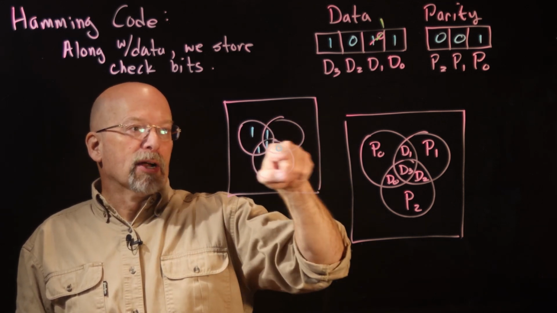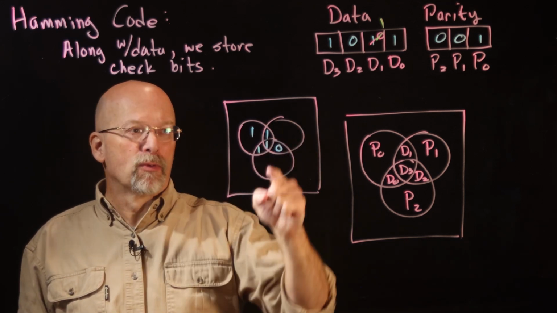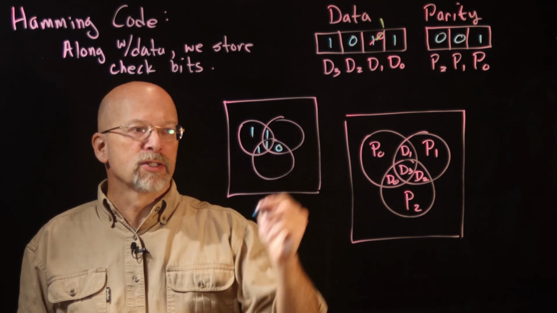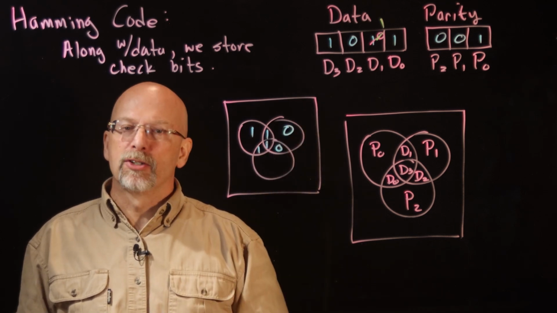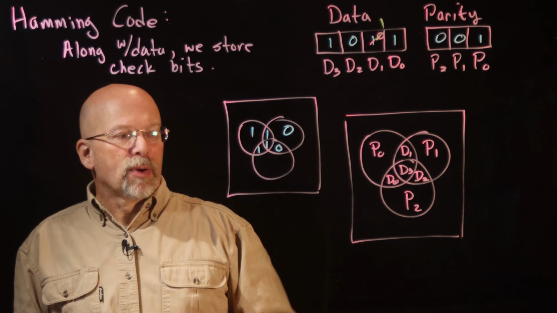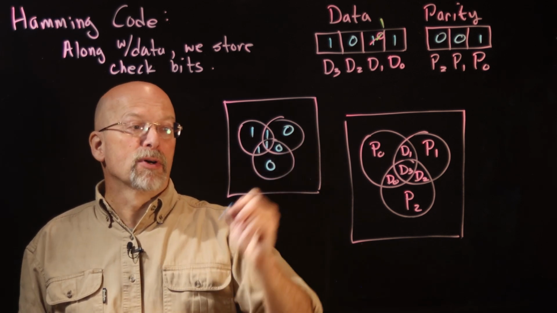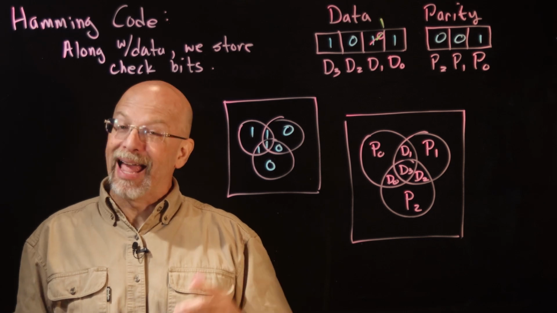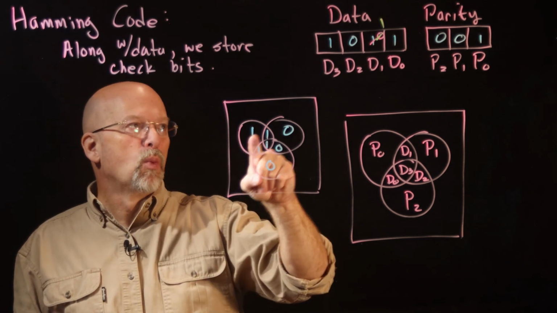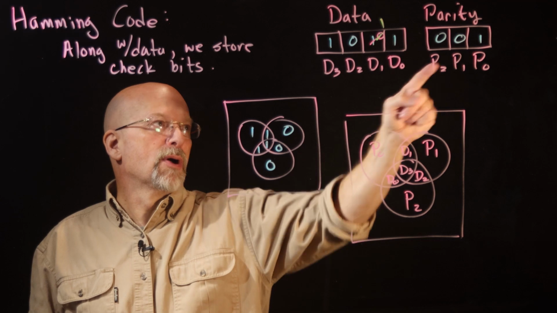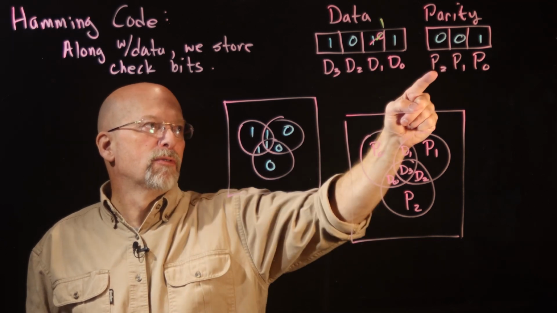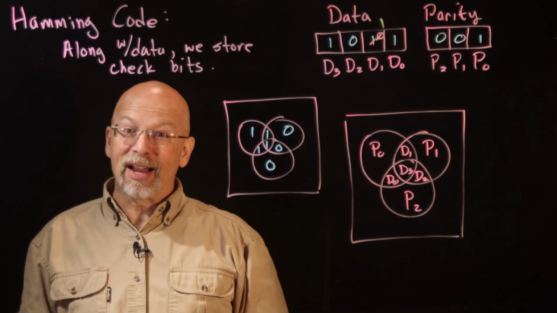This circle right here has an even number of ones. 1, 2 ones. Its parity bit should be a 0. This circle right here has 1, 2 ones. That's an even number, so its parity bit should be a 0. And we notice we get 1 for P0, 0 for P1, 0 for P2. So it works out correctly.